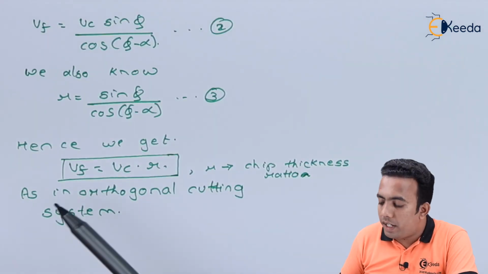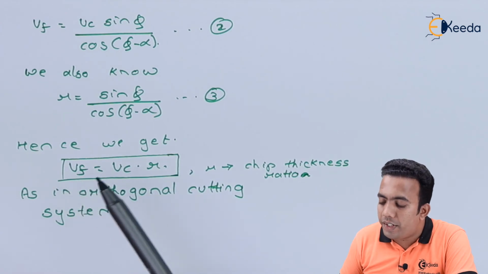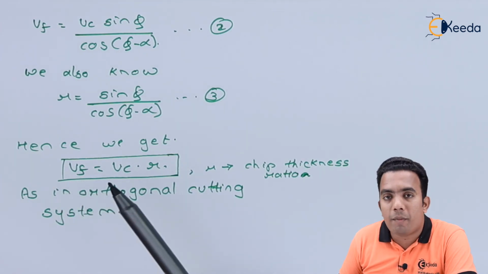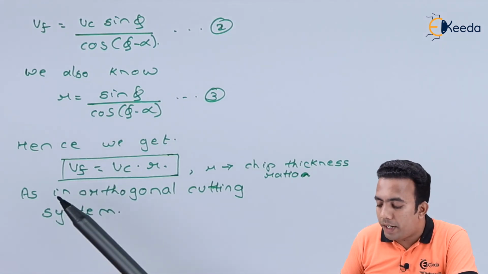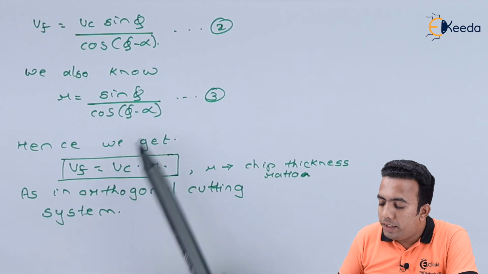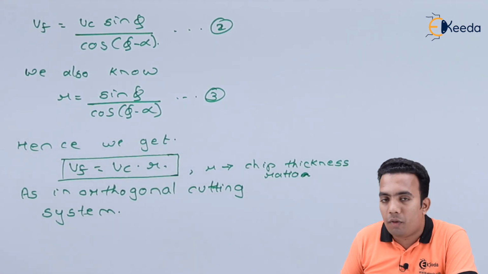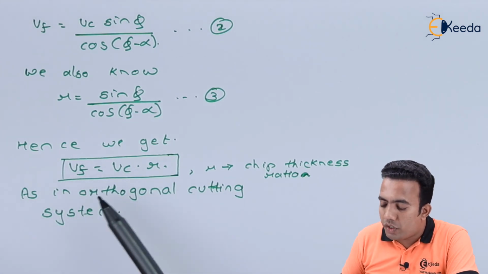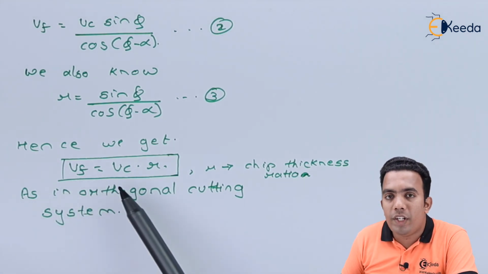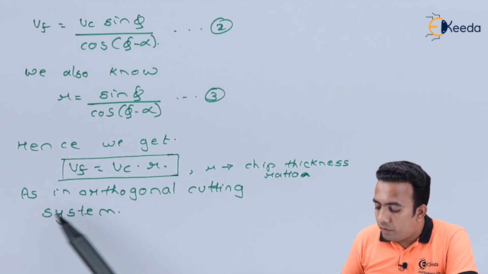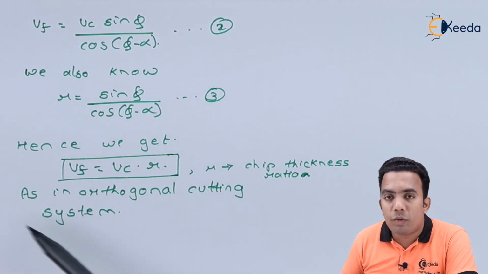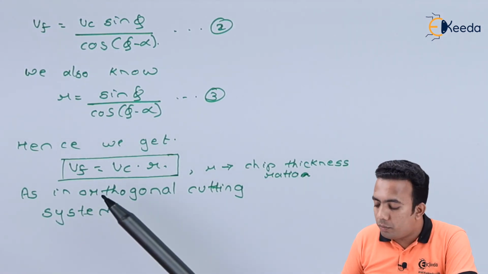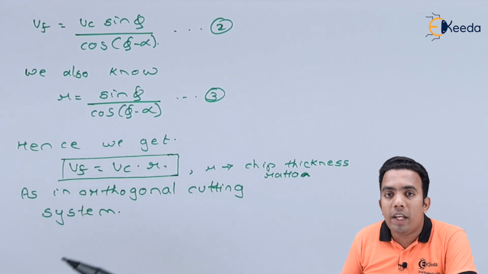I have got a second equation, that is Vf is equal to Vc sine of phi divided by cos of phi minus alpha. We also now know that R is equal to sine of phi divided by cos of phi minus alpha. This equation we derived in the previous derivation in terms of chip thickness ratio. So the final equation we get is Vf is equal to Vc into R. It is in the condition where orthogonal cutting system is there. Whenever there is an orthogonal cutting system, we use this equation to find the velocity relationships.